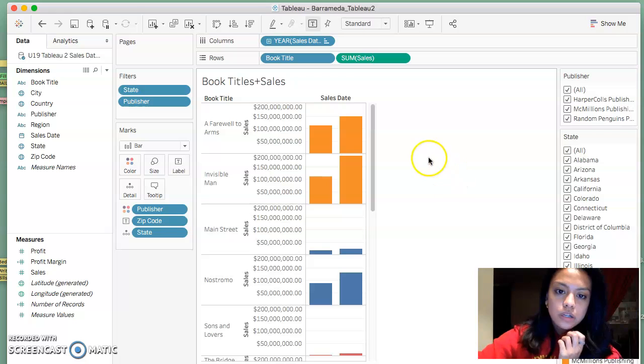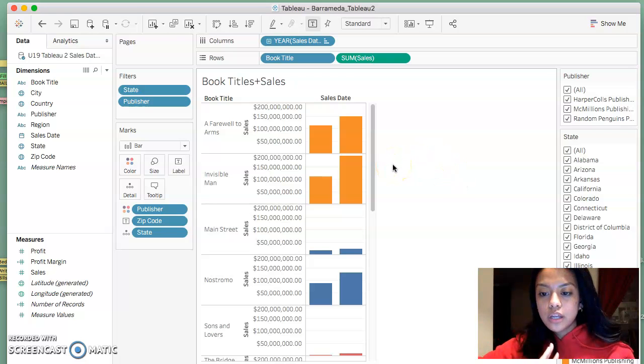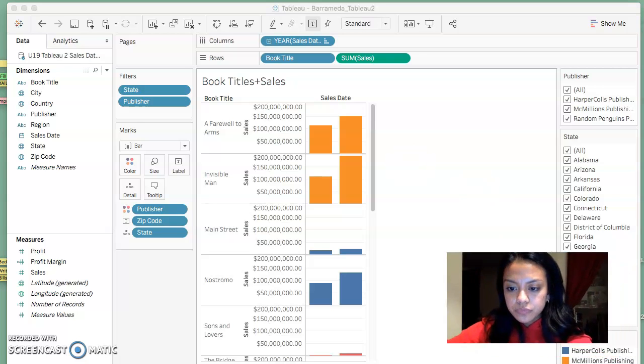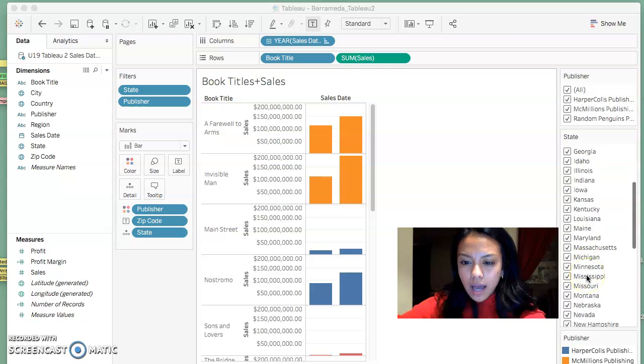For my next sheet, I analyzed book titles and sales. Like I said, there are 3 major publishing companies that we worked with in this data: HarperCollins, Macmillan, and Random Penguins Publishing. And let me move myself. So I created a label right here for publishing.